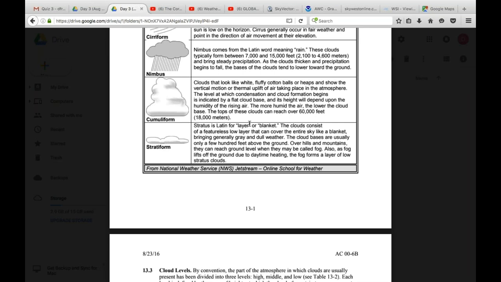Stratiform, layer or blanket. The cloud consists of features, a low layer that can cover the entire sky like a blanket, bringing generally gray and dull weather. So this would be like your overcast layers.